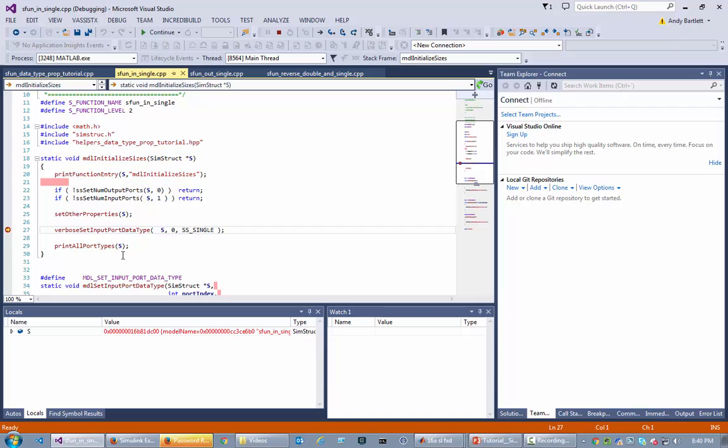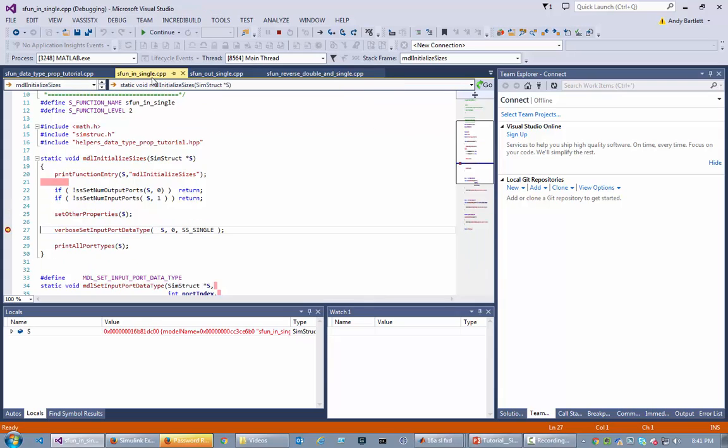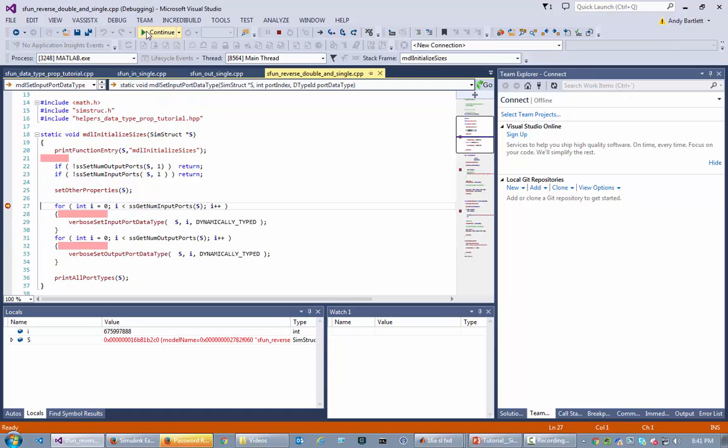I've set up a C++ debugger, and I'm stopped in the initialization phase for that first block, which is setting its input port data type to single. Let me go ahead and set up this block as well for its initialization phase. Okay, so this one is explicitly setting it to single. Now if I continue, we're coming to one of the instances of this block, and this is going to set its input port to inherited, also known as dynamically typed. So it doesn't know yet.